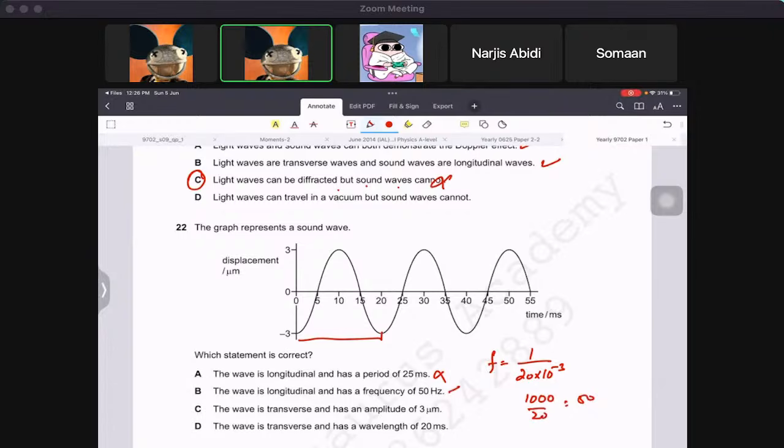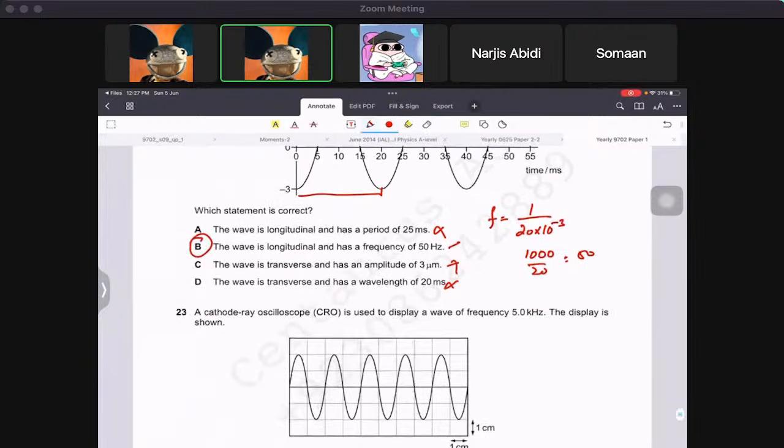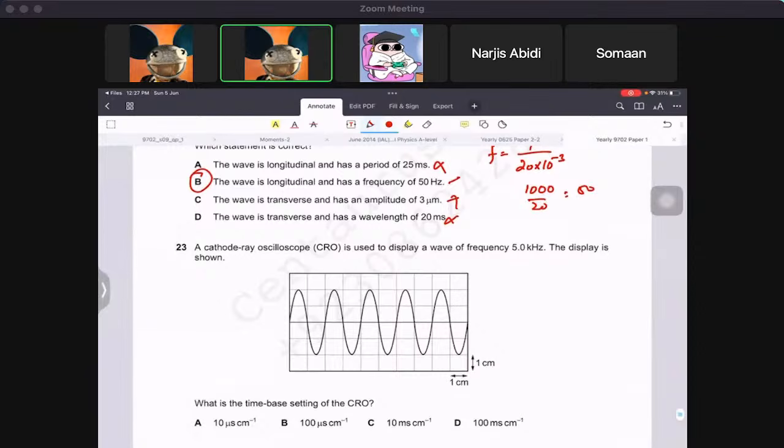The wave is transverse as the amplitude of this. The amplitude seems like this. The wave is transverse as amplitude 20. That's wrong. So either this or this is correct. So we have to think why. It is a sound wave. My God, so it has to be longitudinal. Okay, that's wrong.